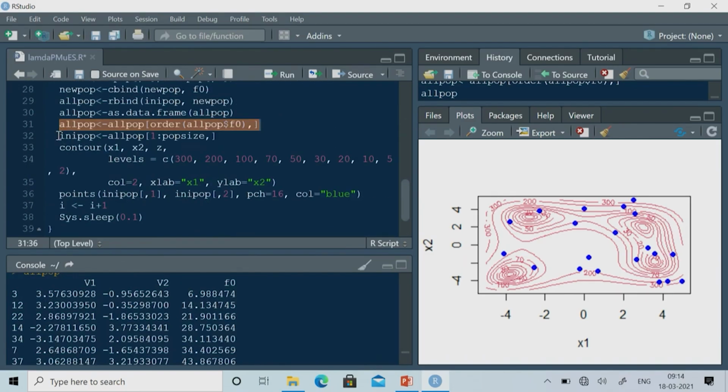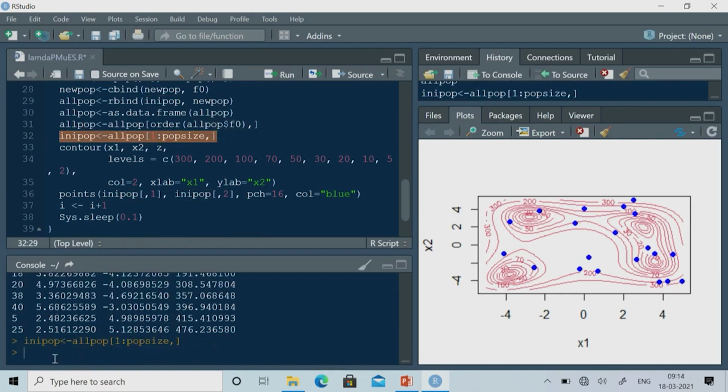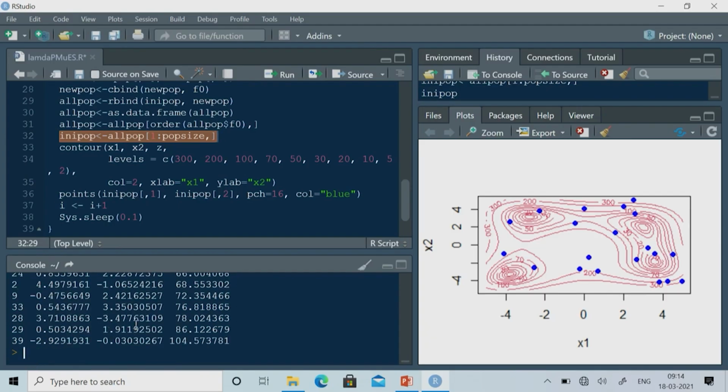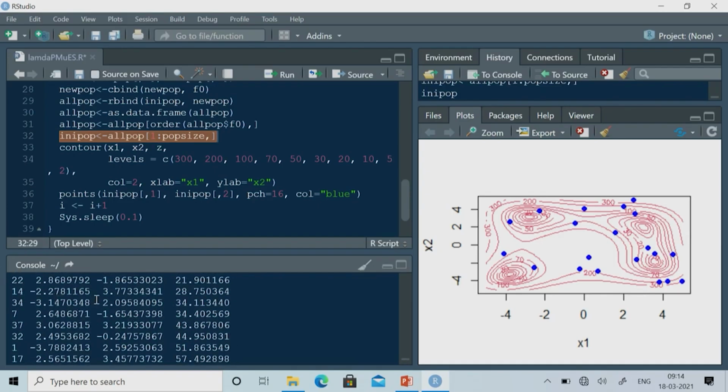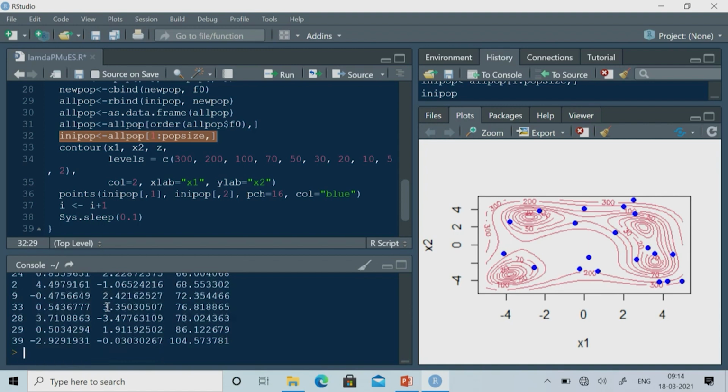I am storing them as the initial population now, from all pop, taking 1 to pop size. If I execute this, I will get the new initial population, which I am storing in initial population. You can see that this initial population now has a total of 20 solutions.